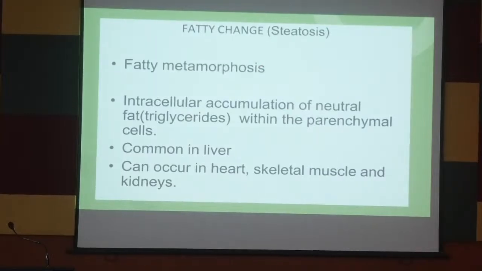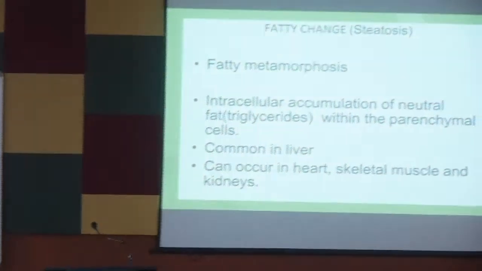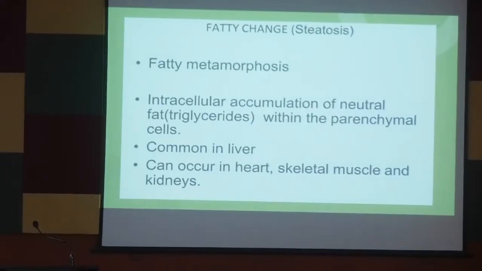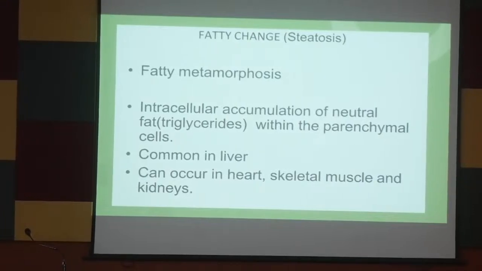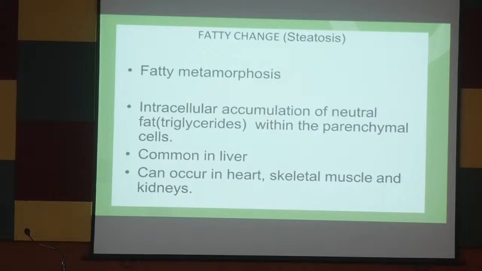accumulation. Now, coming to the most common portion, fatty changes or steatosis. Fatty metamorphosis, intracellular accumulation of neutral fat or triglyceride within the parenchymal cells. This is more common in liver. Okay, so liver is our metabolic factory, the powerhouse of our body, and it is involved in innumerable cellular metabolism. So liver is the most common site of intracellular accumulation of lipid or free cholesterol or triglyceride ester. So this is called steatosis or hepatic steatosis, but it can also occur in heart and large vessels, coronary vessels, namely as atherosclerosis, okay, and skeletal muscle and also kidneys.